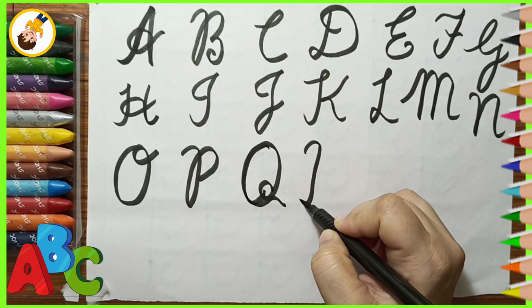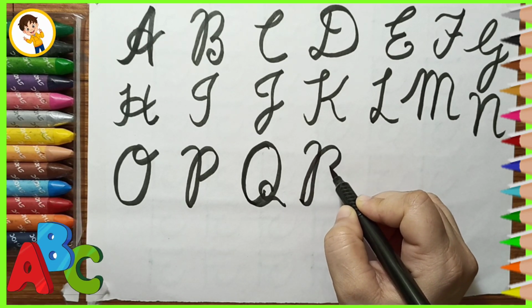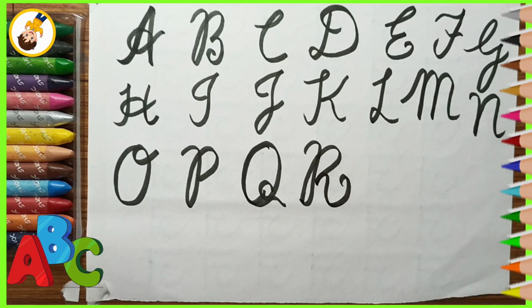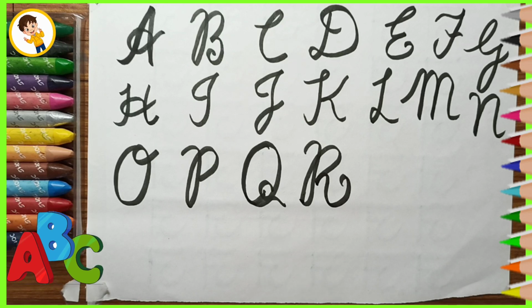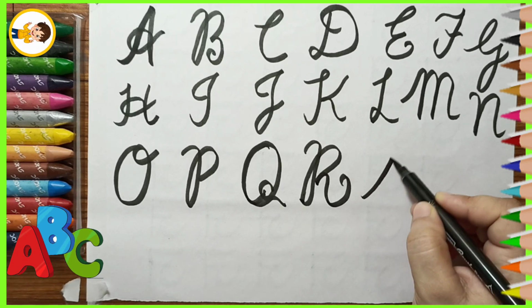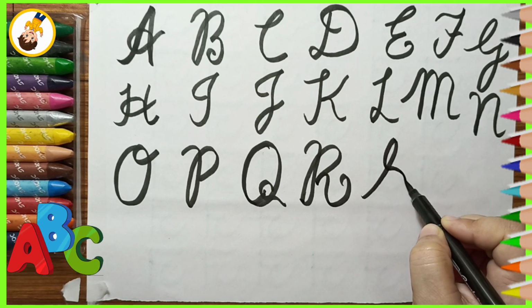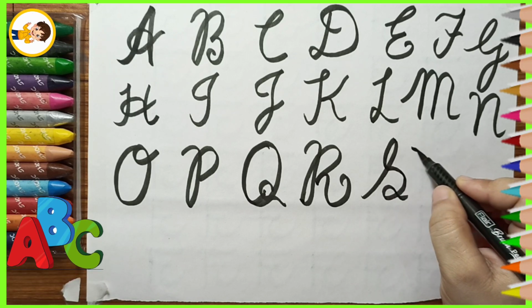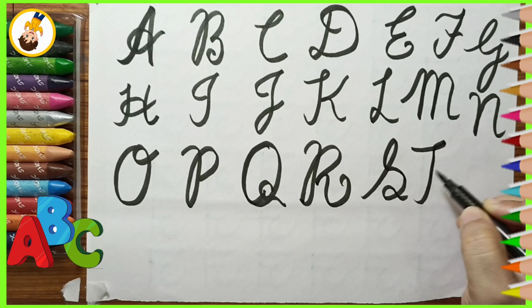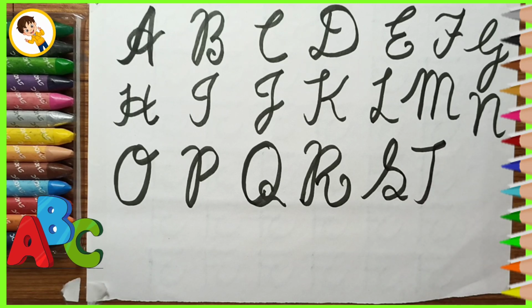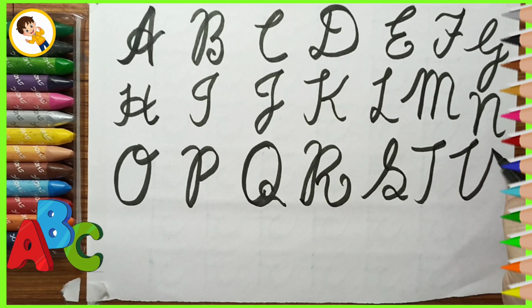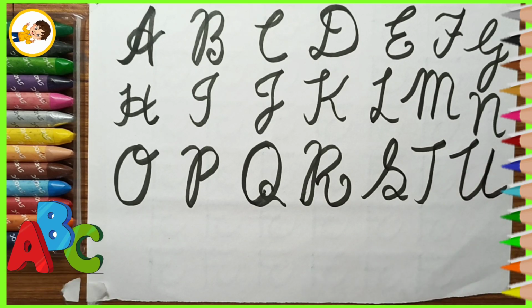R. R for rabbit. S. S for sun. T. T for tiger. U. U for unicorn.